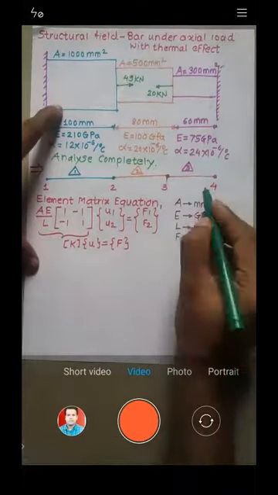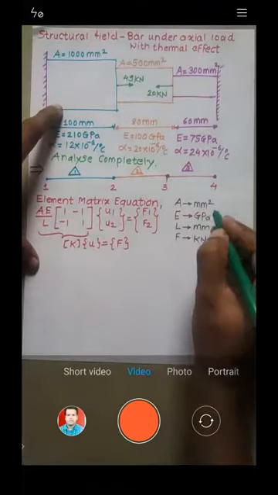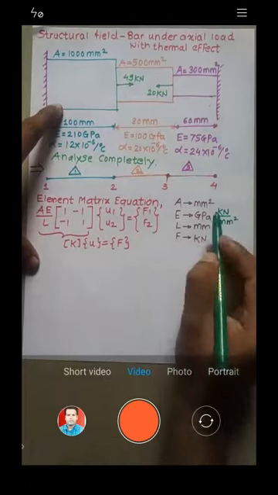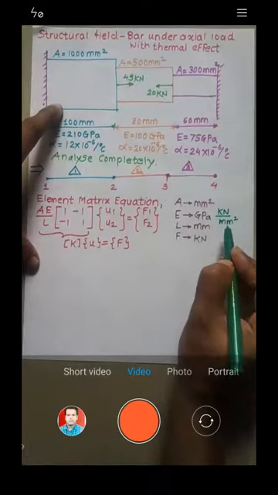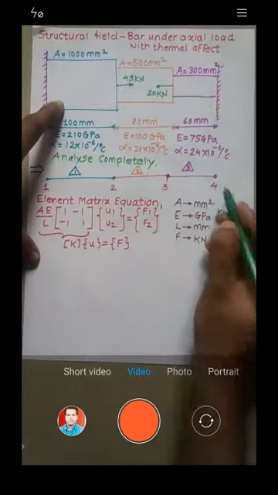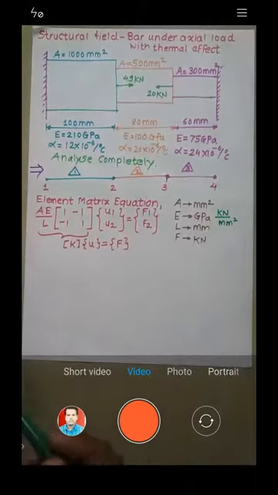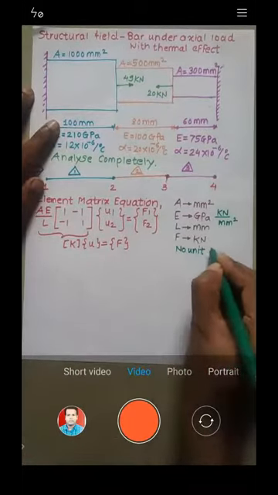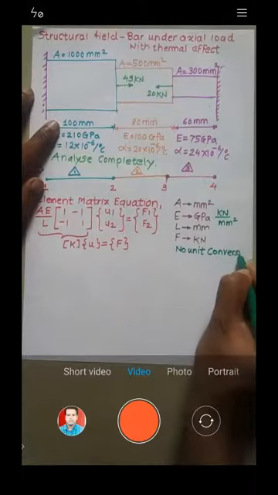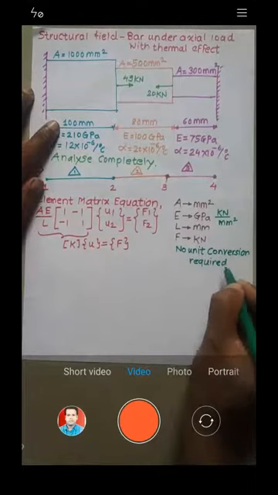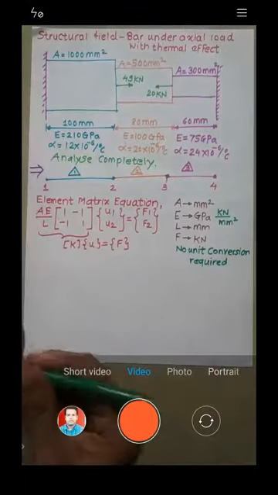Try to understand, because the meaning of gigapascal itself is a kilonewton per mm square. So you can check, this is in mm square, this is in mm, and this is in kilonewton, right? So we don't require any unit conversion. I will write down: no unit conversion required, because everything is found to be uniform.